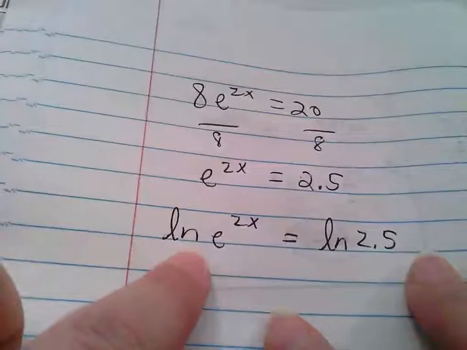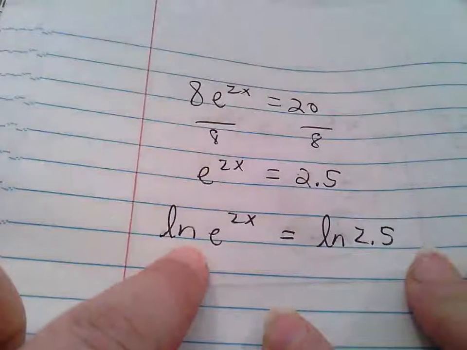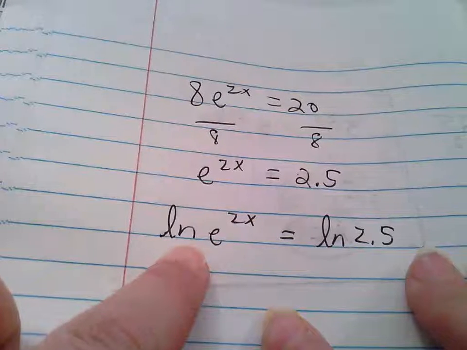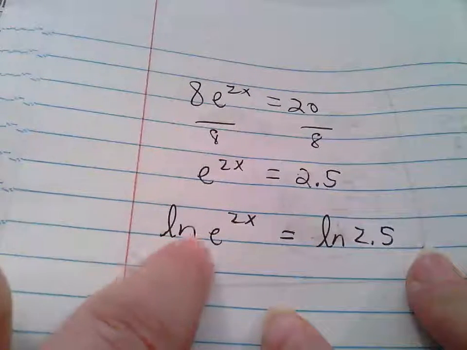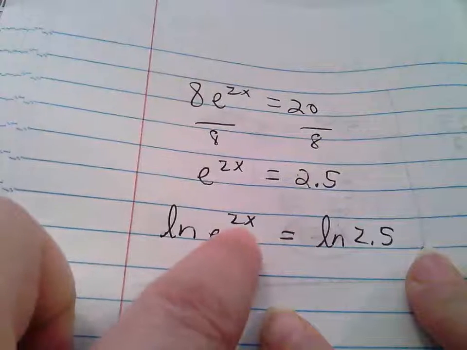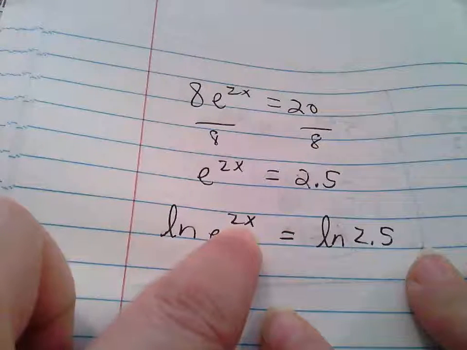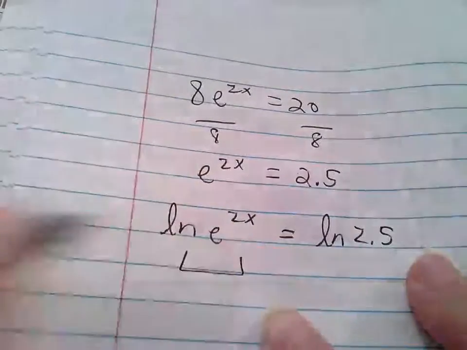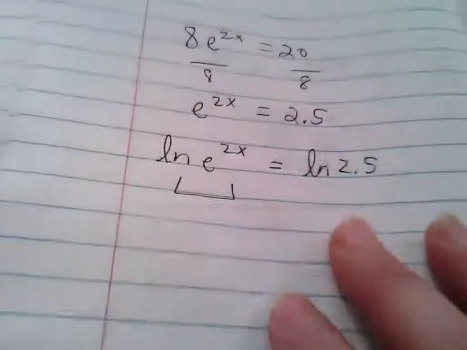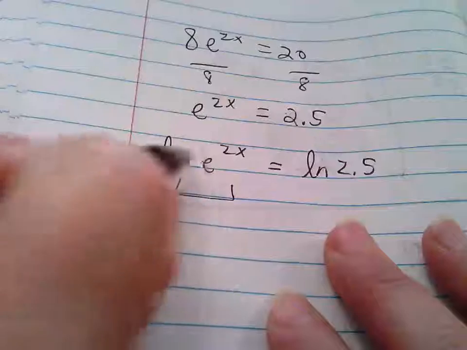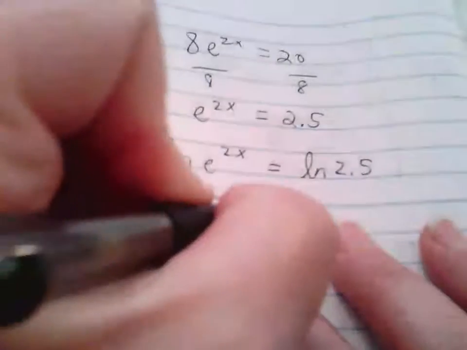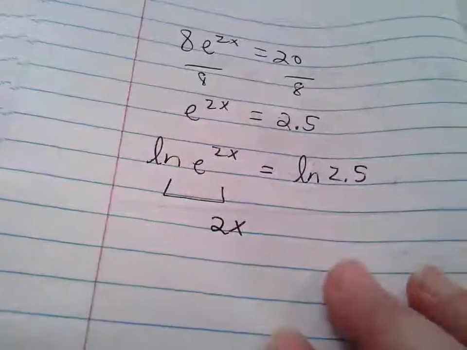Now, this goes back to one of our properties of natural logs, okay? If I had the natural log of e to 2x, it's just going to be 2x, okay? So that goes back to one of your properties in that blue box that we looked at. Because these are inverses of each other, they undo each other, so I just get from that 2x, okay?